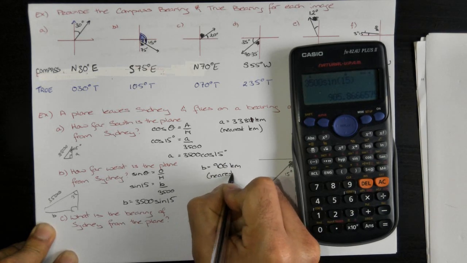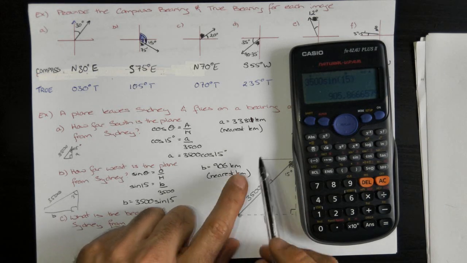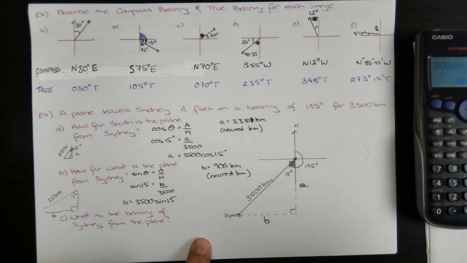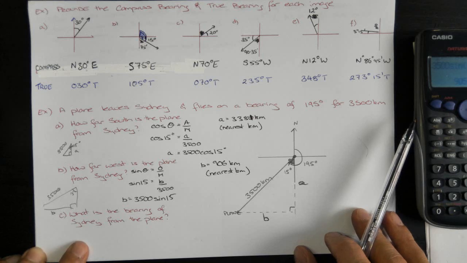Note that I'm constantly writing what I'm rounding it down to, and I'm using my measurement as well. Yep. So, last question says, what is the bearing of Sydney from the plane?